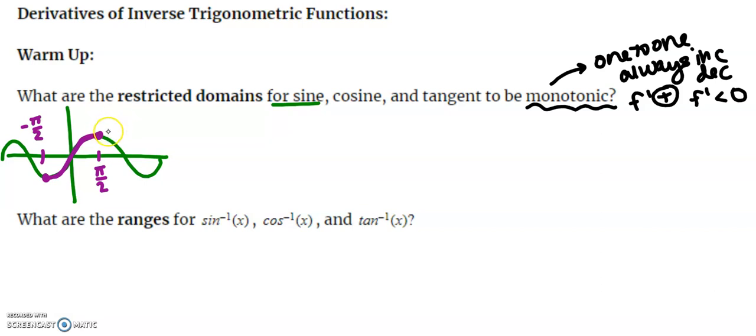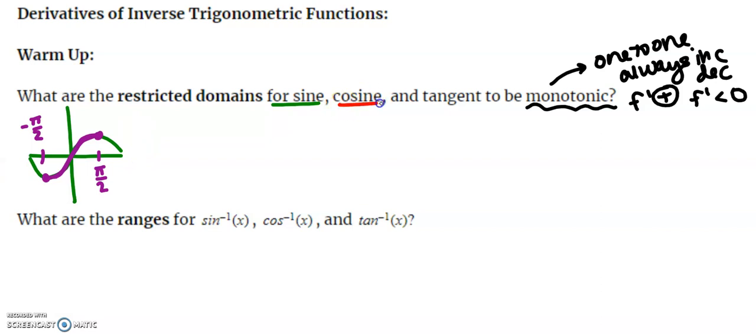Could I have picked this little chunk here? Sure, but now I'm starting from pi over 2 to 3 pi over 2. That just seems a little bit counterintuitive when we think about the number line. All right, so I've got sine situated, just that little purple portion.